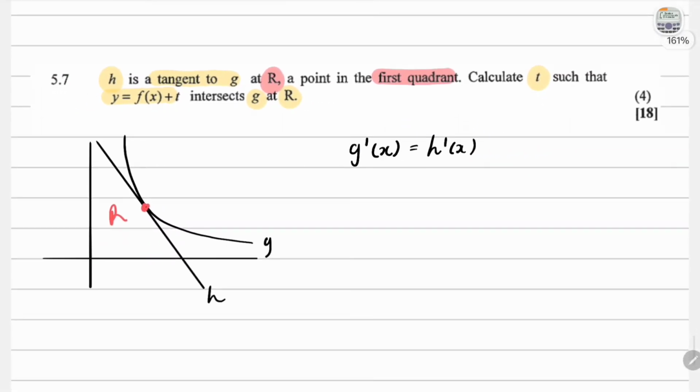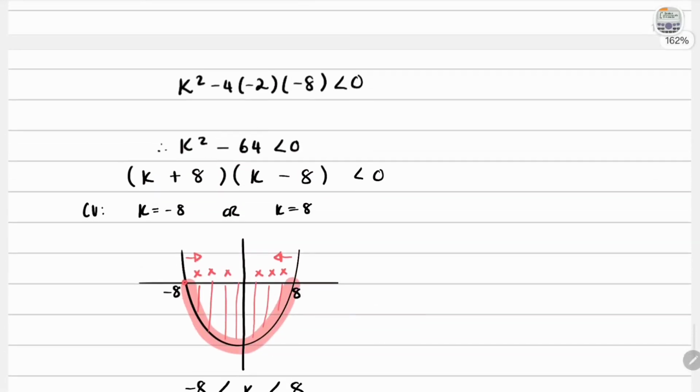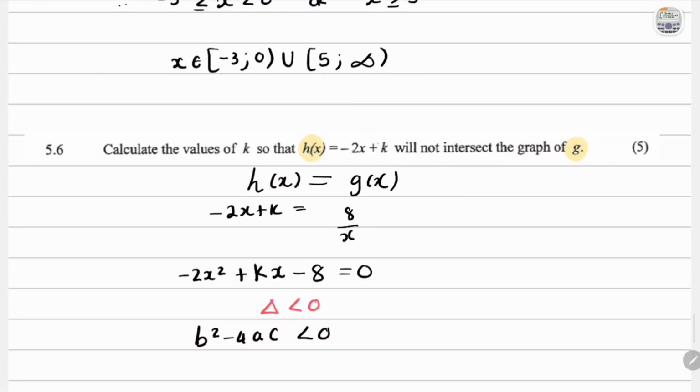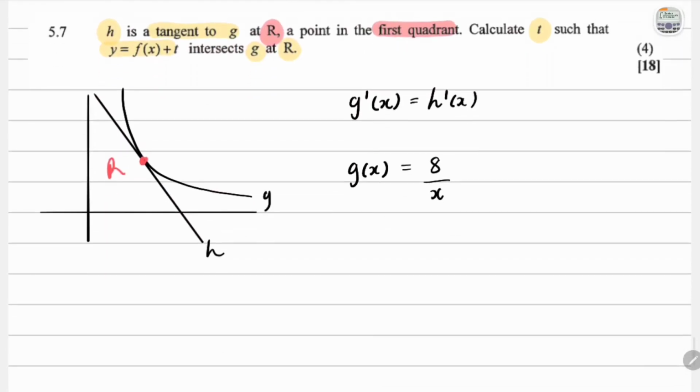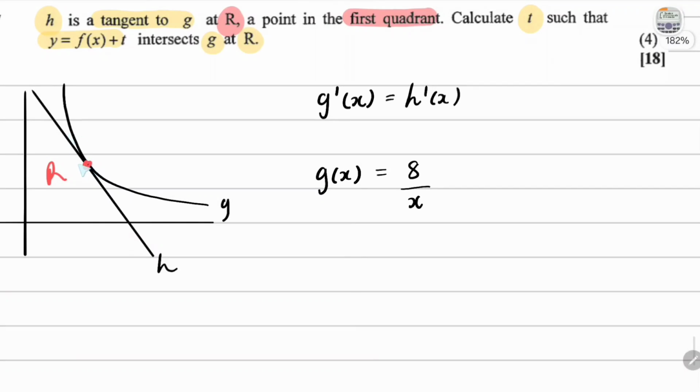We know what the graph of g of x looks like. It's the hyperbola that is 8 over x. And the graph of h is what we just found while we were working with it, which is negative 2x plus k. And that plus k doesn't matter because we just need the gradient. That's all we need there. This will help us to find out where they intersect.